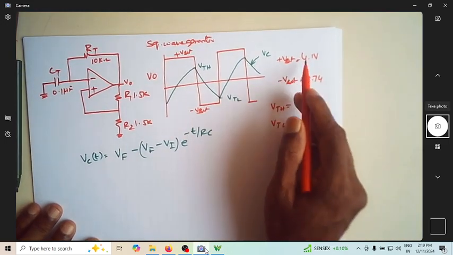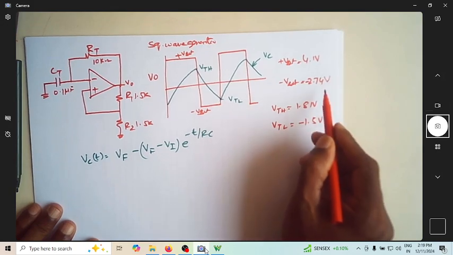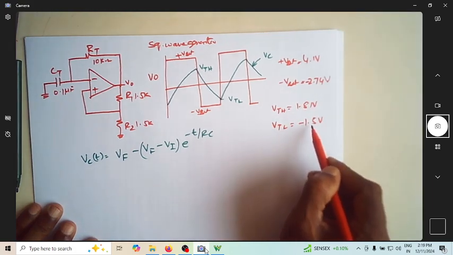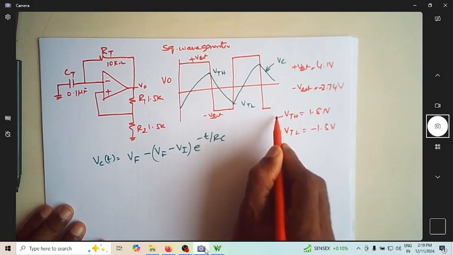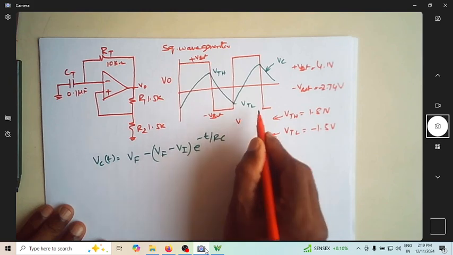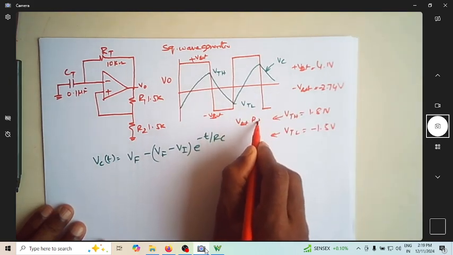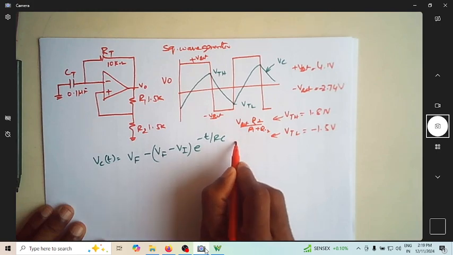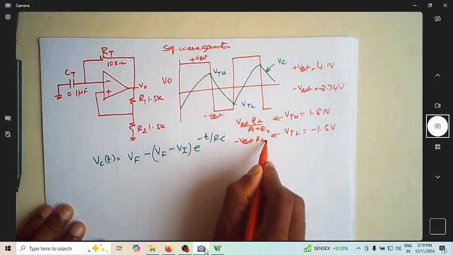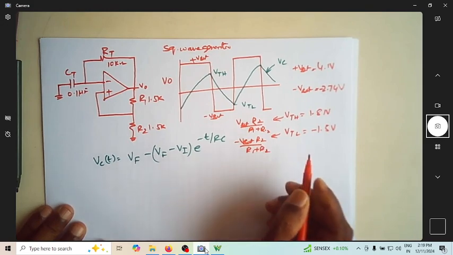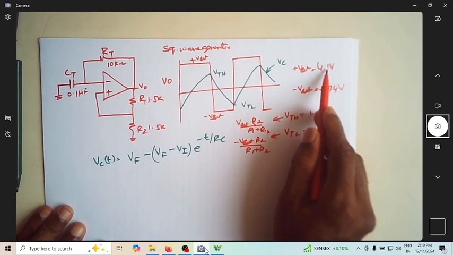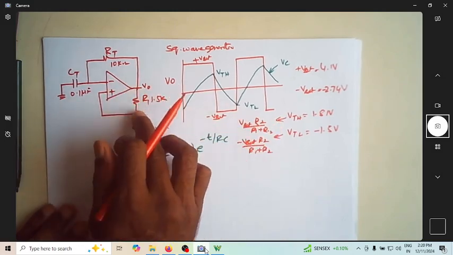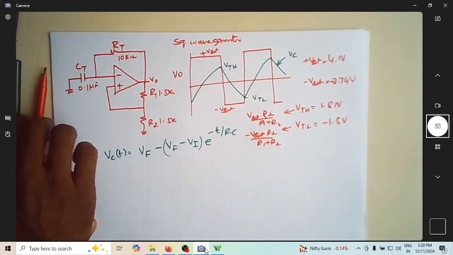So plus Vsat is 4.1, minus Vsat is minus 2.74, VTH is 1.81 volt. This is VTL, which is minus 1.5. Actually this VTH and VTL are related to Vsat as VTH equals Vsat times R2 by R1 plus R2, and similarly VTL is nothing but minus Vsat times R2 by R1 plus R2. So typically this should be exactly half of 4.1, and this should be exactly half of minus 2.74, since we are using these values, so these are my practical values.